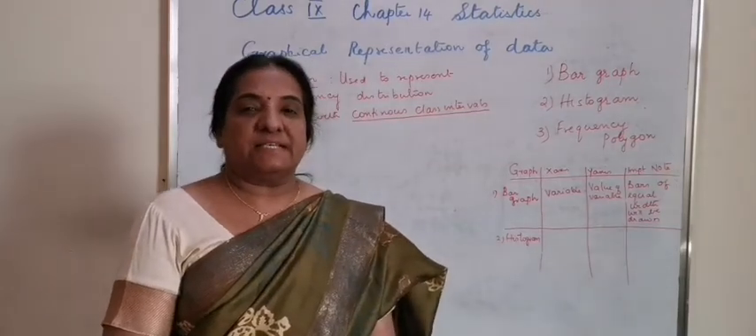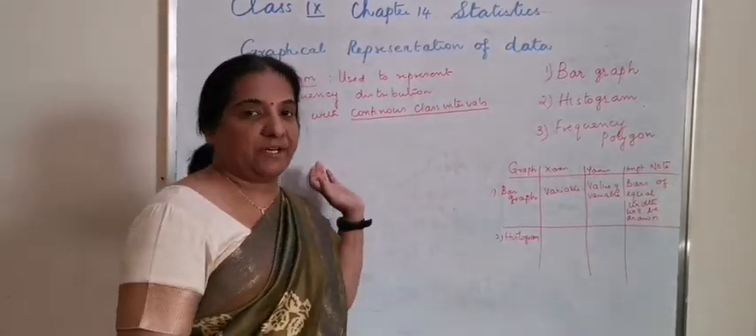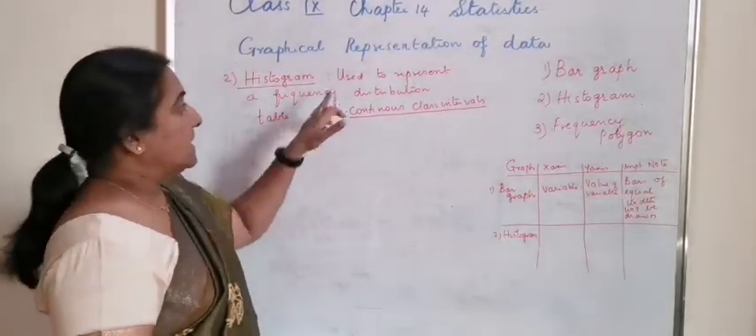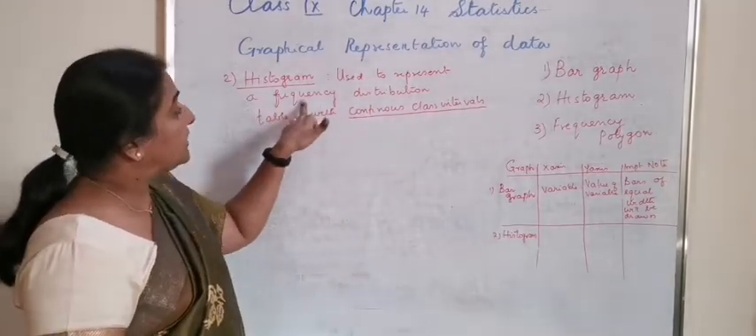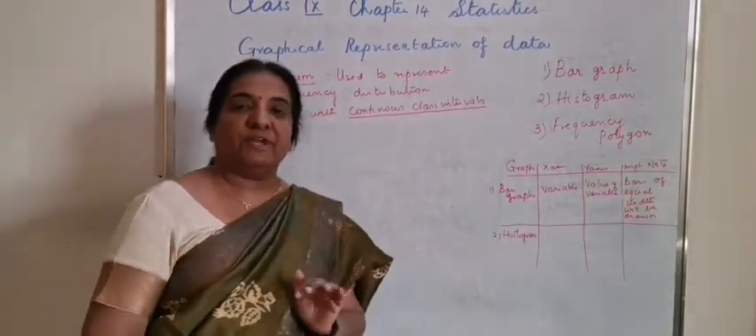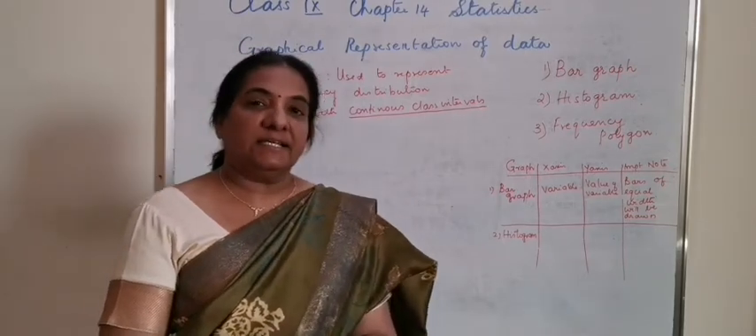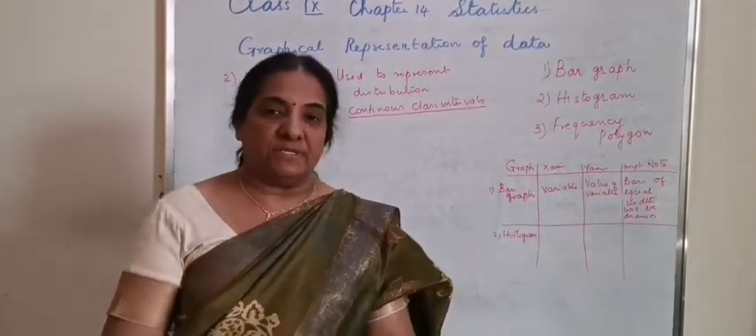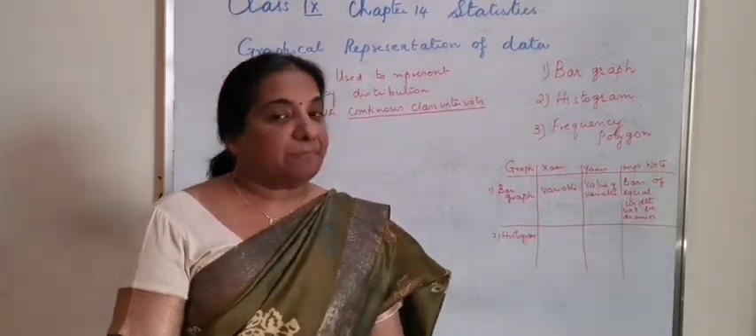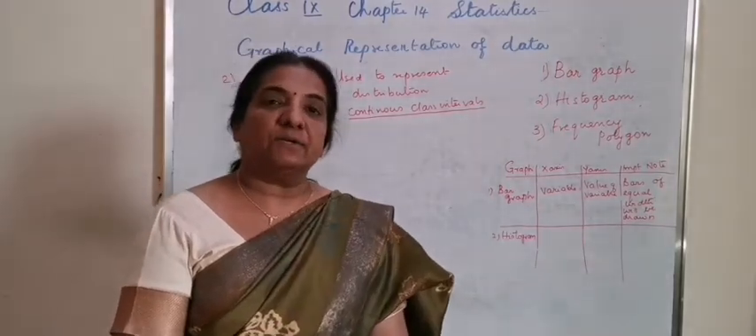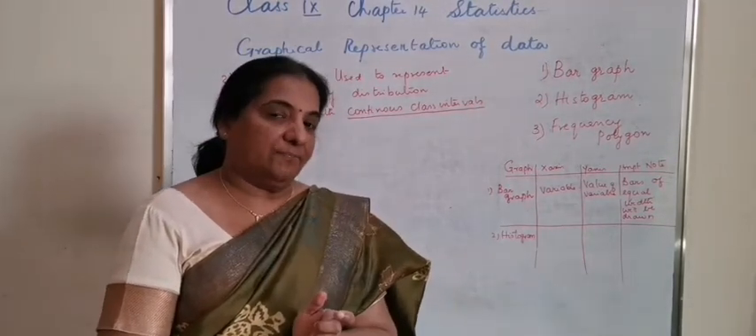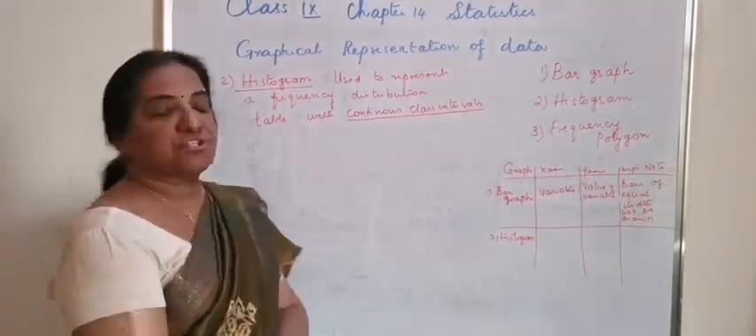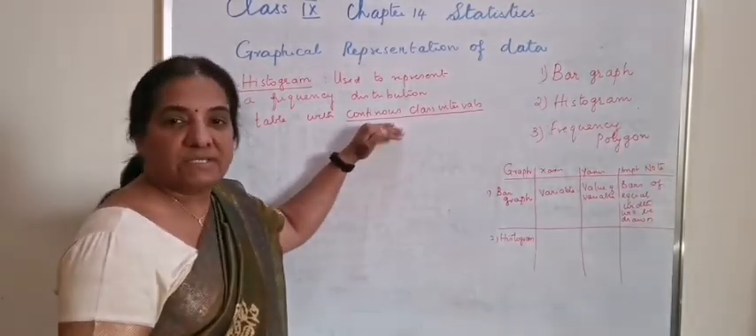The second graphical representation is by using a histogram. What do you know about a histogram, or what do you do with it? It is always used to represent a frequency distribution table where you have class intervals, and the main highlight is that the class intervals should be continuous, because a histogram represents a series of rectangular bars with equal width. Thus, a histogram is used to represent a frequency distribution table with continuous class intervals.